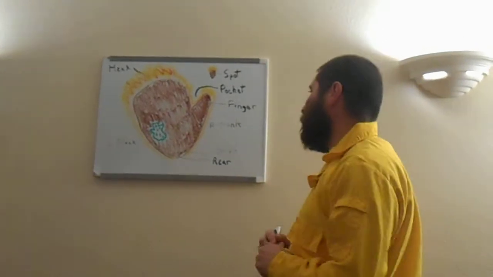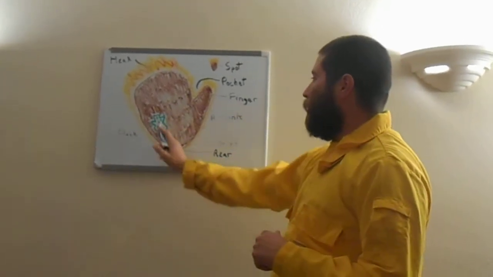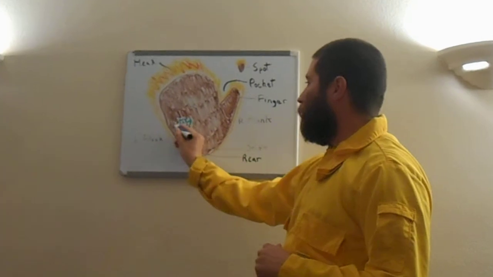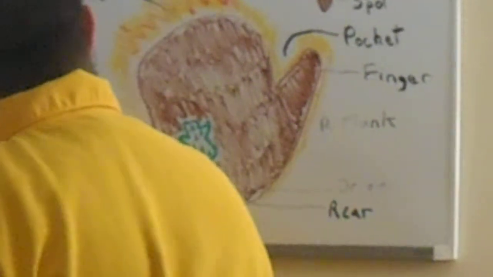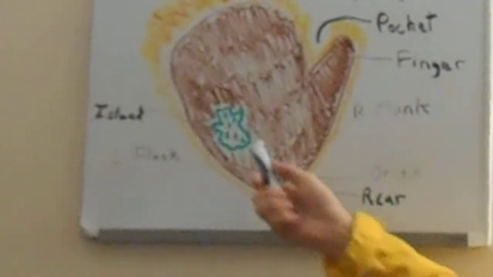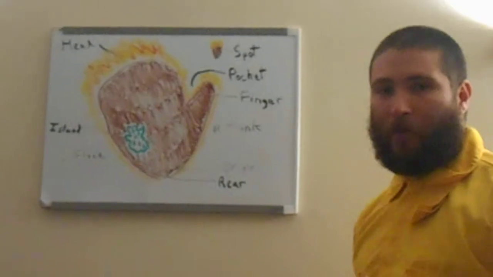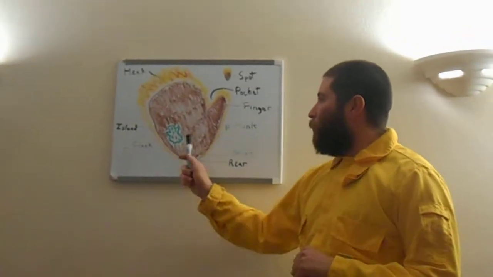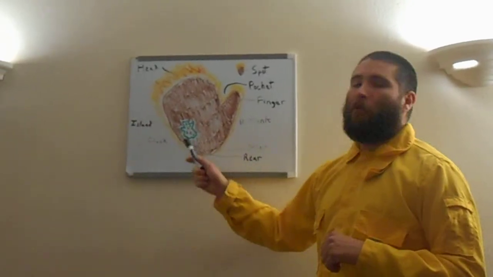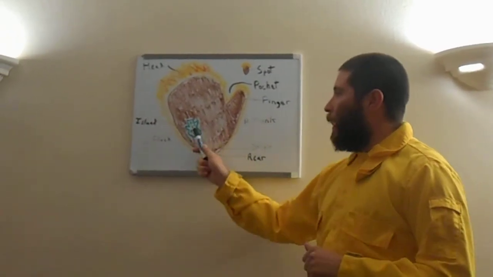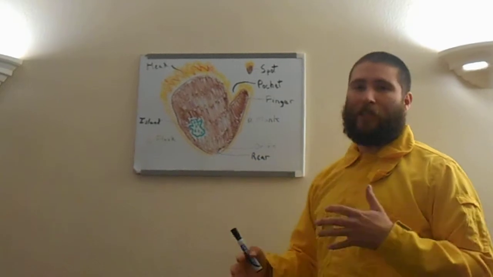Last part we need to recognize is this green spot right here, which is called an island. So island can tell us a couple different things. It can tell us that the fire's moving really fast, the winds are affecting it really good. It's also a place that we don't want to call a safety zone or an area. It can still burn because it could be preheated, so we don't want to go in there and use it as a safety zone.